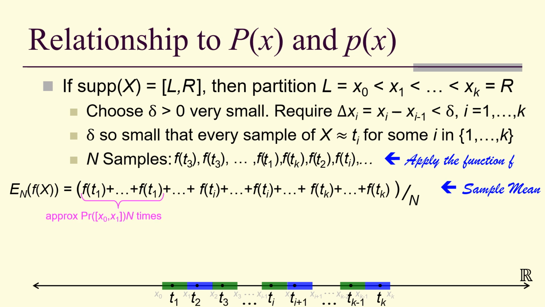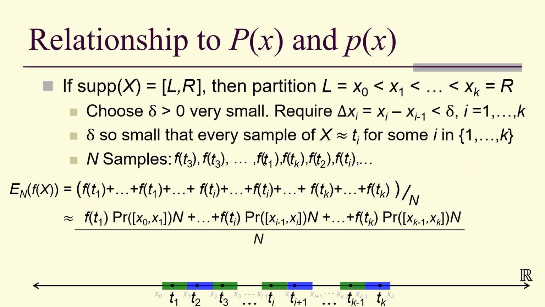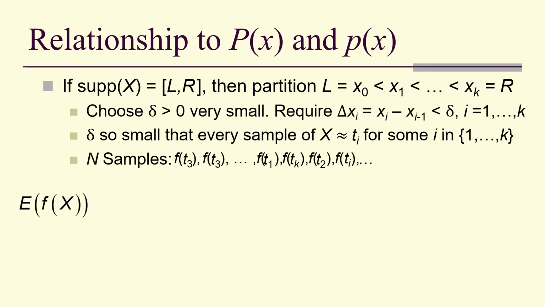Now, the f of t1 occurs approximately the probability of x0 to x1 times n times, and so on and so forth, which means we can approximately get the sample mean of f of x as f of t1 times the probability of x0 to x1 times n, up to f of ti times the probability of x i minus 1 to x i times n, all the way up to f of tk times the probability of x sub k minus 1 to x sub k times n. Factor out the n's and cancel. And so our sample mean is approximately this sum. It's not yet a Riemann sum, but look what we can do.